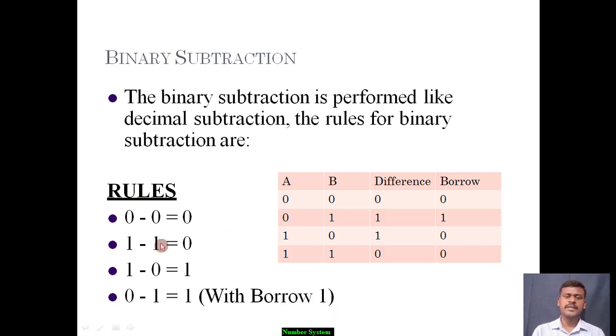So these rules will be depicted in the table, that is we have taken 4 columns, A and B as inputs, difference column and borrow column. 0 minus 0 will give you 0 difference and 0 borrow. Next 0 minus 1 will give you 1 as a difference and 1 as a borrow. Next 1 minus 0, that will give you 1 as a difference, 0 as borrow. Next 1 minus 1 will give you 0 as an answer and borrow is also 0. So this is how we can calculate any binary subtraction using the rules.